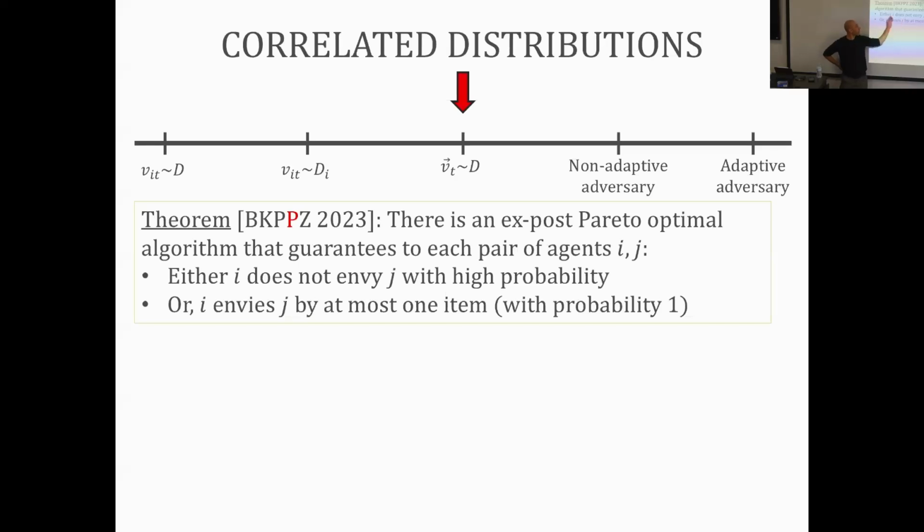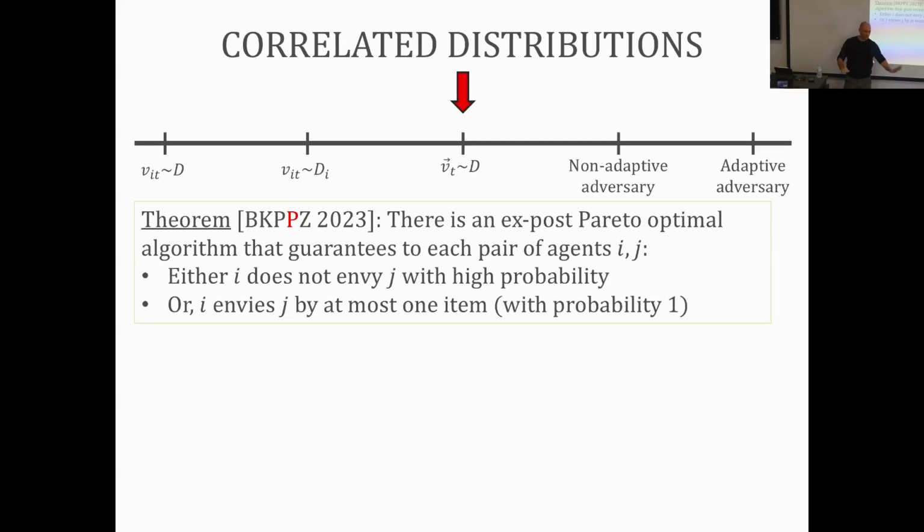No. The failure mode of this bullet is envy by more than 1. But if the probability that you envy is more than, say, 1 minus 1 over t, then your envy is at most 1 with probability 1. It's a strange type of guarantee. Agents basically fall into 2 groups. You can think of it like you either fall into group 1 or group 2.